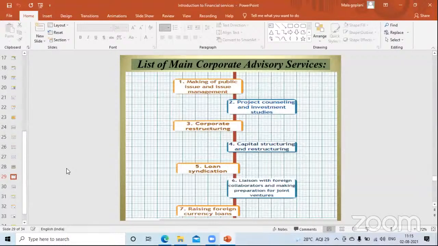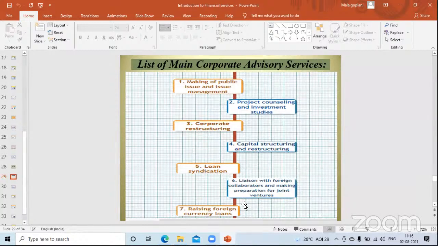Now these are the list of main corporate advisory services. Making of public issue and issue management. I hope you know what is issue management. We have already done it in detail. Project counseling as to which project is better, which investment is better for your company. Corporate restructuring, to restructure your capital. Capital structuring and restructuring. That means your capital means shares, debentures, bonds, whatever capital is there, to structure the capital in a proper, efficient way, which fetches a good amount of returns. Okay. Loan syndication is also an activity which is performed by corporate advisory service. Let me tell you that. License with foreign collaborators and making preparations for joint ventures.